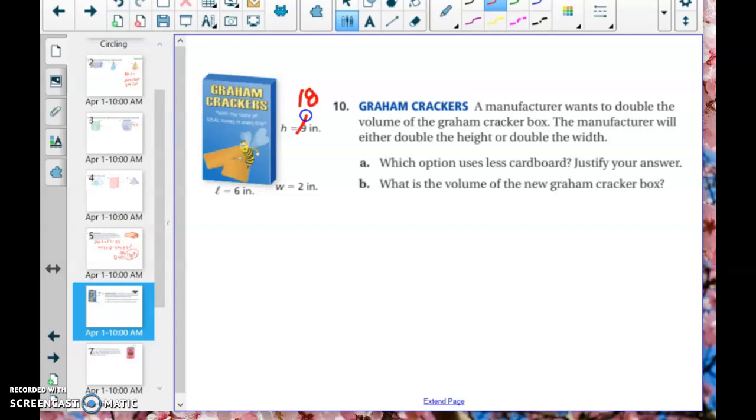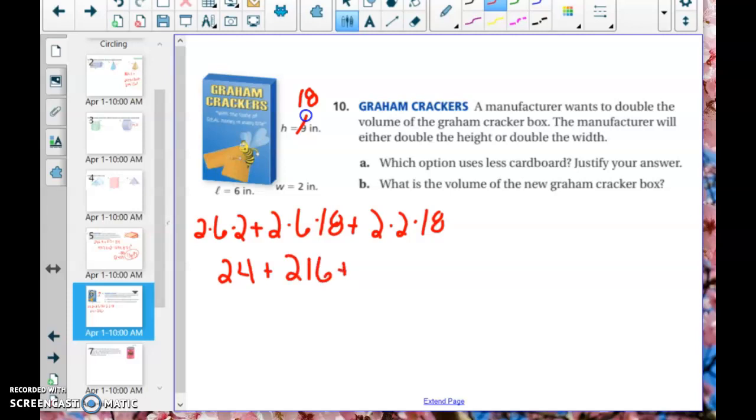So the surface area would be 2 times 6 times 2 plus 2 times 6 times 18 plus 2 times 2 times 18. So 2 times 6 times 2 gives me 24. 2 times 6 times 18 gives me 216. And 2 times 2 times 18 gives me 72. I'm going to add those 3 parts together, and that gives me 312 inches squared.